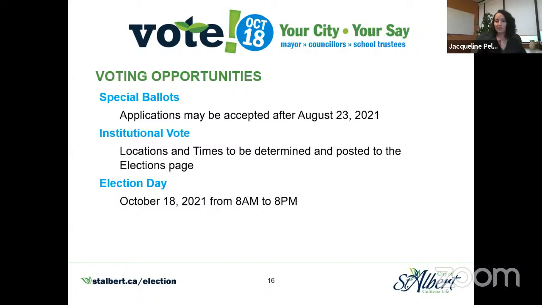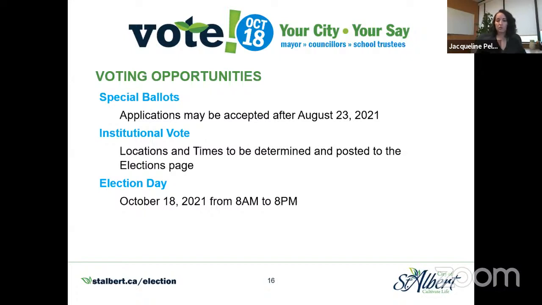And then finally, as everyone should know by now, Election Day is Monday, October 18th, and polls are open from 8 a.m. until 8 p.m. Voters can also see where they vote by using the Where Do I Vote application located on our voters webpage. Using this application, they would just type in their address and it will tell them what voting station they vote at on election day.